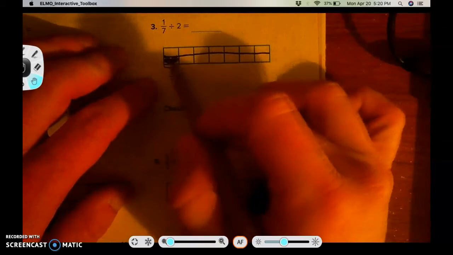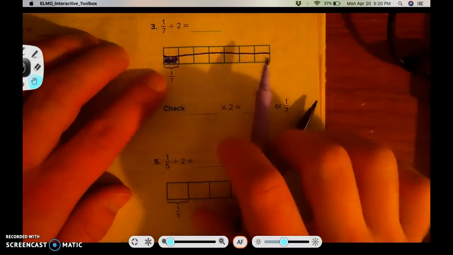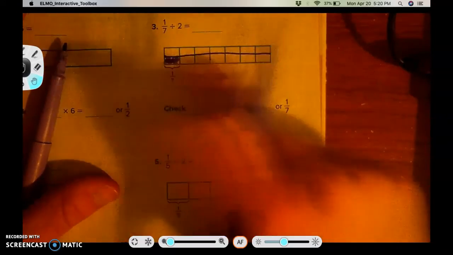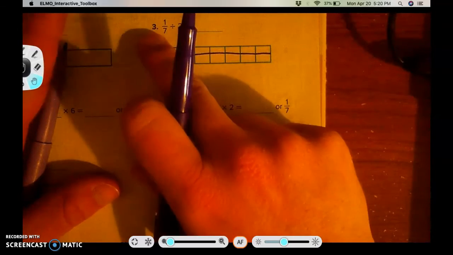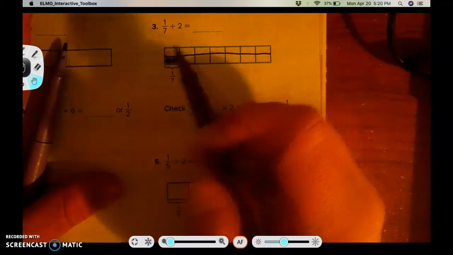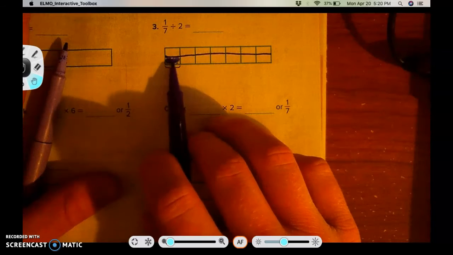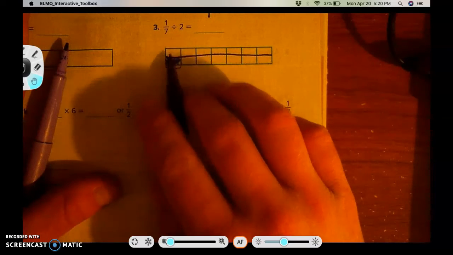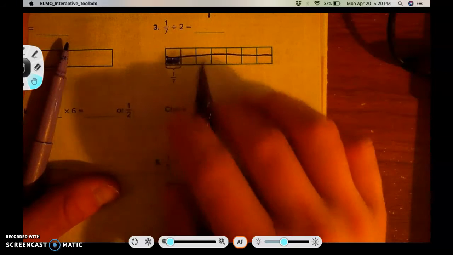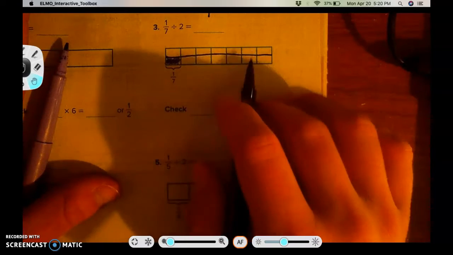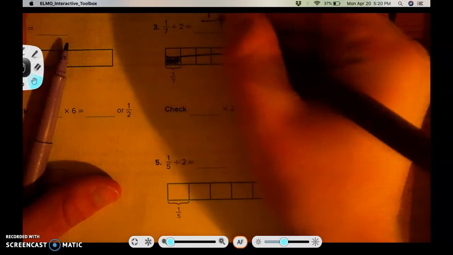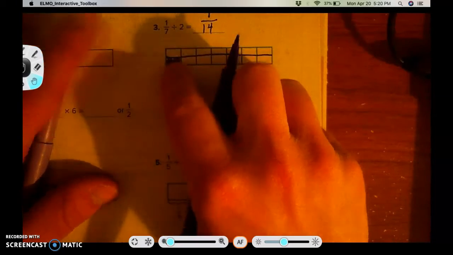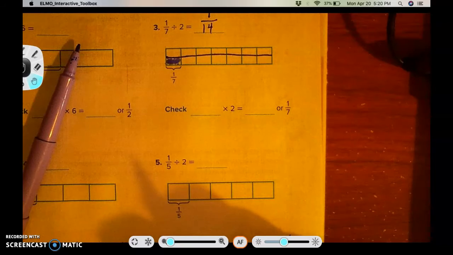So I want to know how much of this is of the whole. So again, I had 7 sevenths. I was looking at just 1/7, and I divided it into 2 parts. And if I divide it into 2 parts, I have 1 shaded out of how many total? Well, I have 2, 4, 6, 8, 10, 12, 14. So my answer is actually going to be smaller because we're taking something that's small and breaking it down even smaller. My answer is 1/14th.